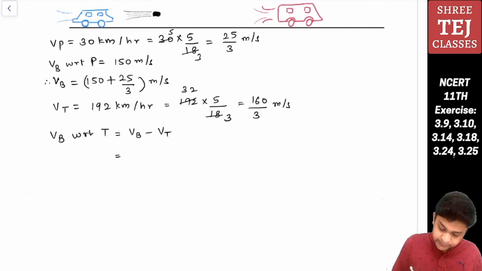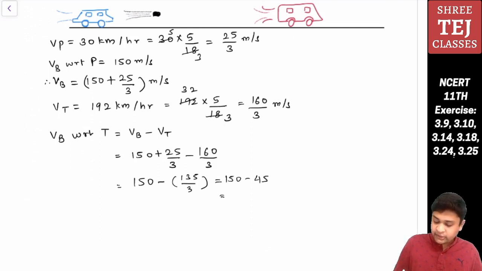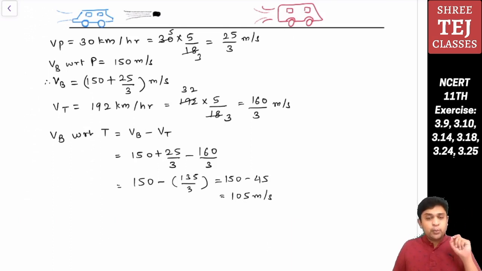Therefore, we would get 150 plus 25 upon 3 minus 160 by 3, which is 150 minus 135 upon 3, which is 150 minus 45. So it will be 105 meter per second. So the bullet will impact the thief's car with a velocity of 105 meter per second. Now let us move to the next question.